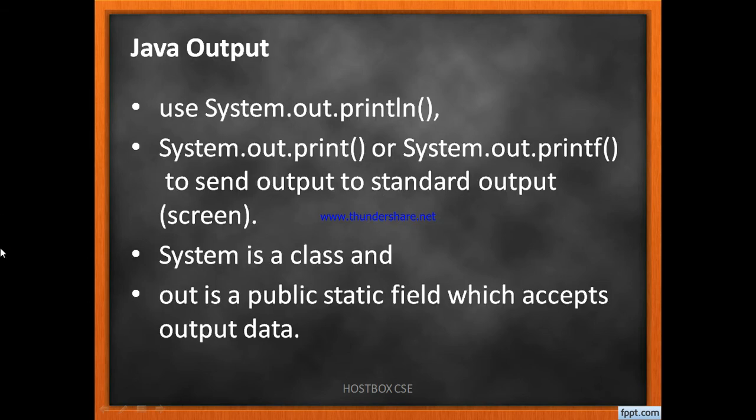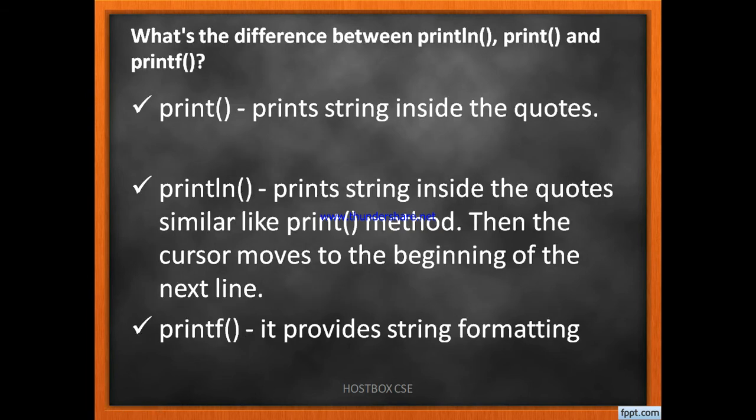Generally we use system.out.print to print output on the screen. That means it prints a string, whatever string you give. There are a few other methods, system.out.println and system.out.printf, used to send the output to the standard output, the screen or monitor. Here, System is a class and out is a public static field which accepts the output data.